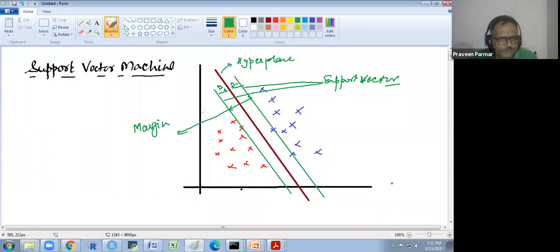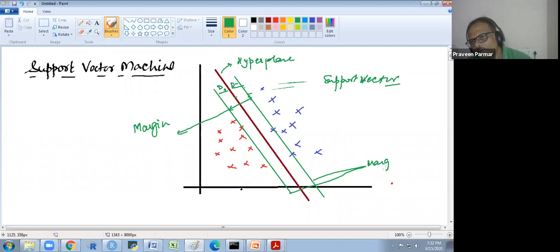It is also called the marginal plane. These are not support vectors basically. I just wrote that there. This is not a support vector. I will explain what is a support vector. This is the marginal plane. Basically, these are the marginal planes.